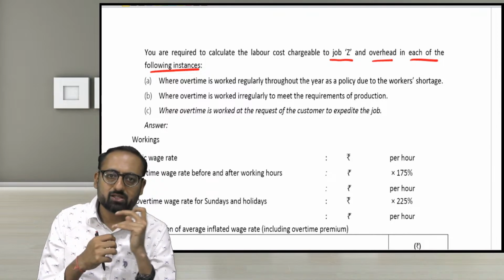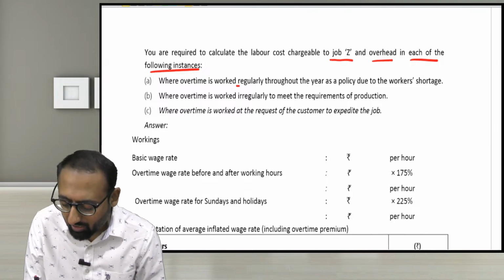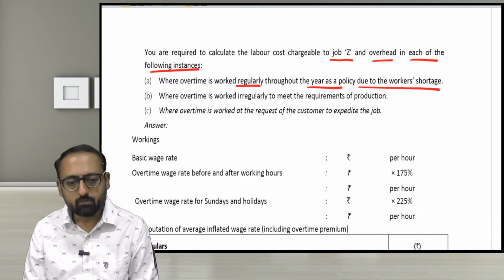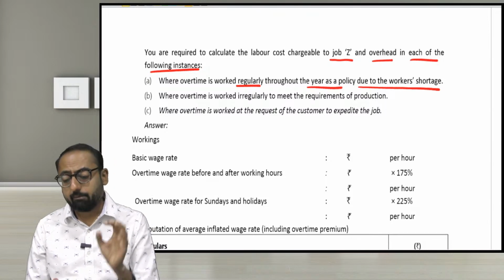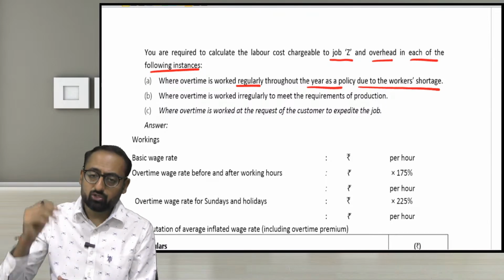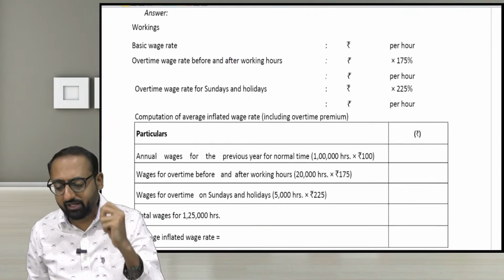Now let's see the three situations given in this question. First situation: overtime is worked regularly throughout the year due to the worker shortage. So overtime is worked because of the shortage of workers, and as I told you, in that case you'll have to inflate the wage rate. Now let's calculate the inflated wage rate.